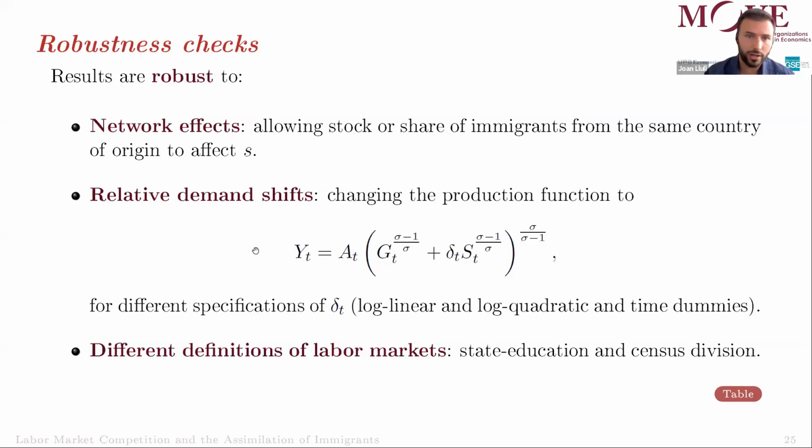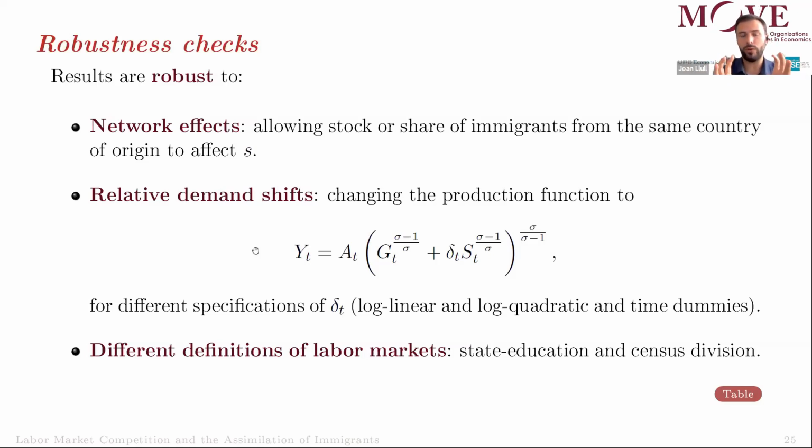One is we check for network effects. One could argue that, well, more Mexicans are coming to the US, and in the states where more Mexicans are coming, this makes the network of Mexicans bigger. And as a result of that, maybe Mexicans don't need to learn English anymore because they can communicate between themselves. They can work in their own firms, and they can form forms of ghettos, for example. Then we would be attributing to changes in equilibrium prices something that is due to this network effect.